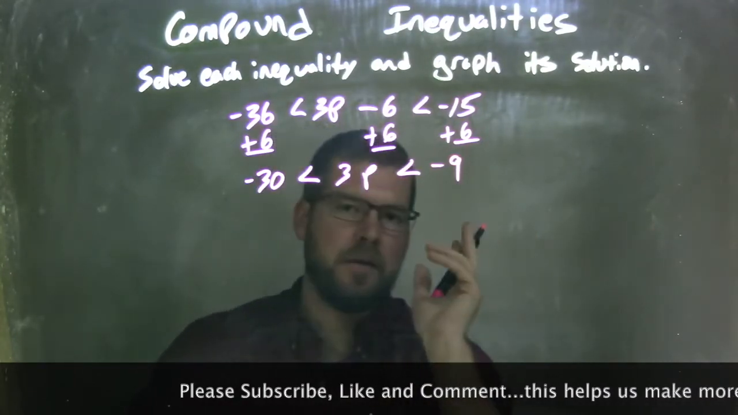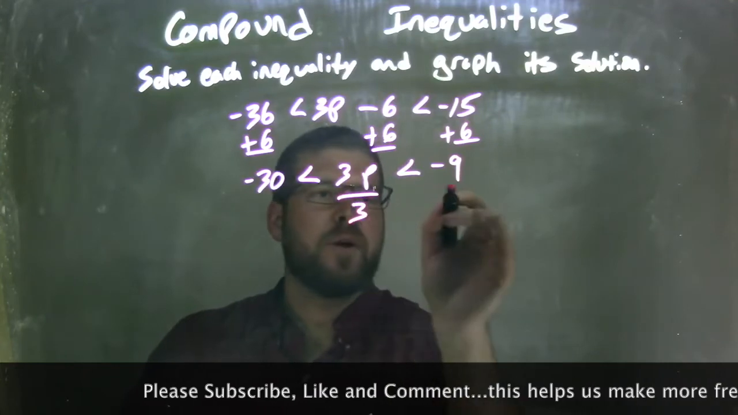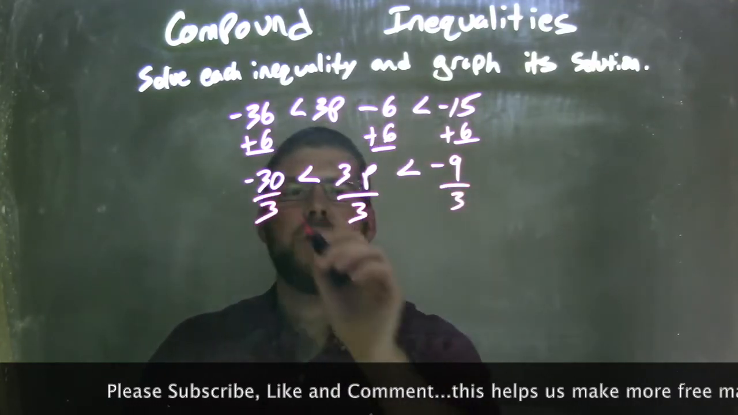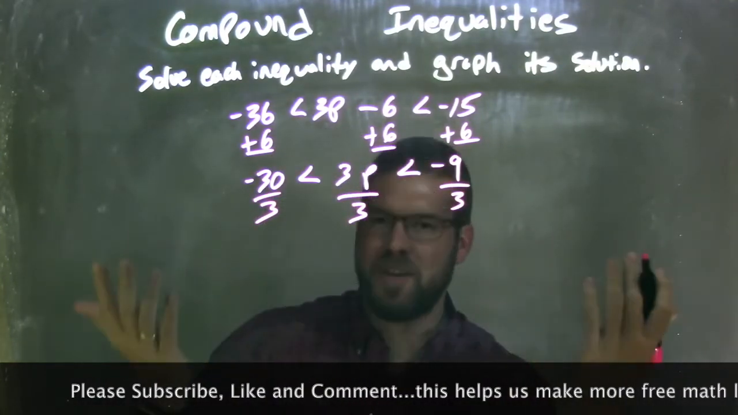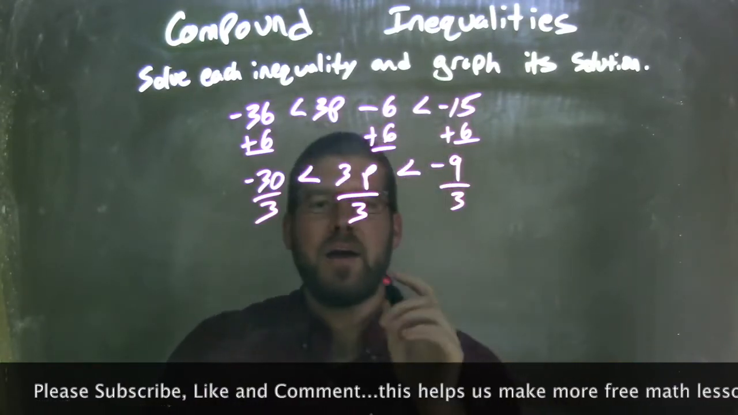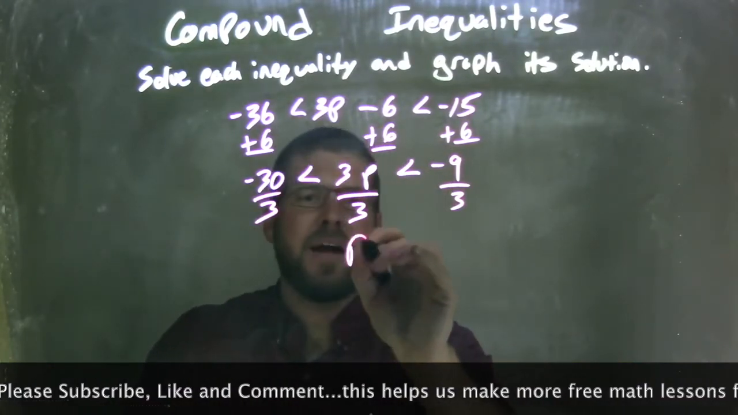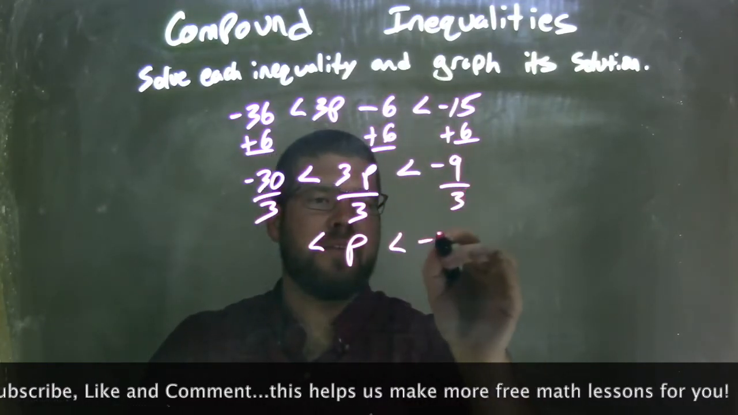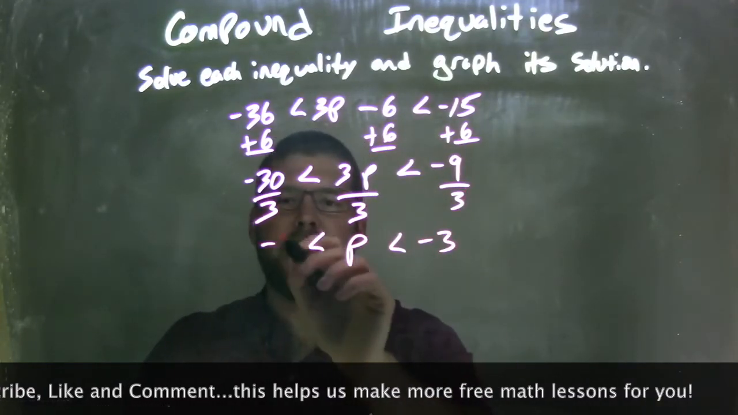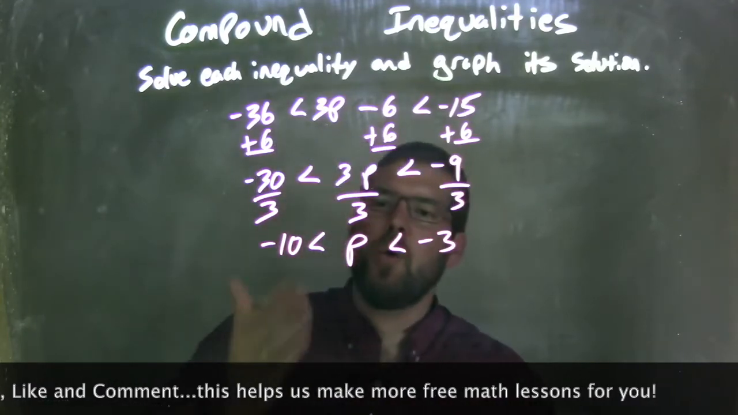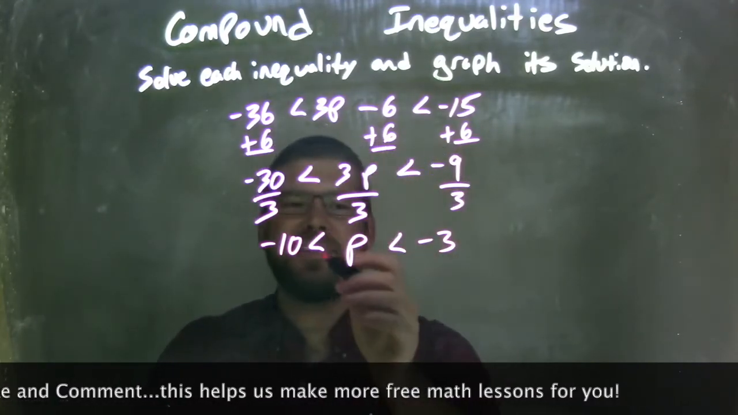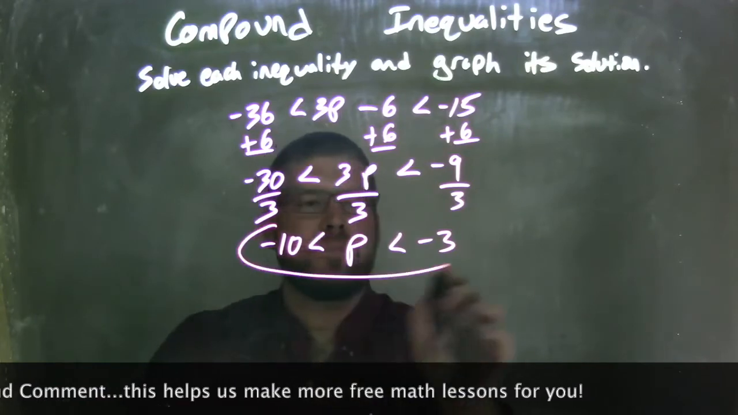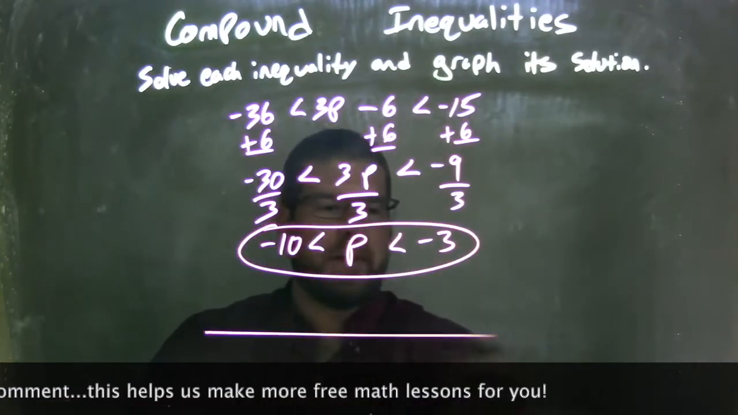So now I have 3 times p. Opposite multiplication is division. So I'm going to divide by 3 on both sides, or all sides, not just both sides, all three sides, right? And in doing that, I have p by itself in the middle. Negative 9 divided by 3 is a negative 3, and negative 30 divided by 3 is negative 10. And there we have it. We have our final inequality. Negative 10 is less than p, which is less than negative 3. So now we need to graph that.